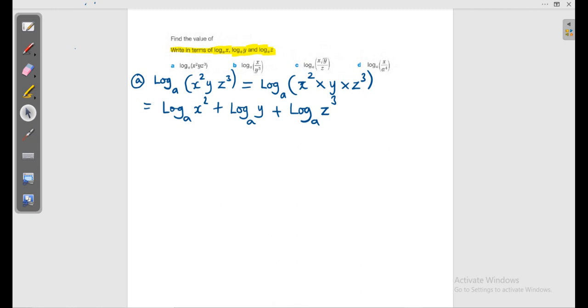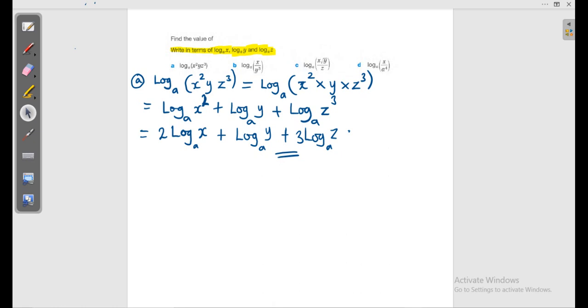Now, I am still not having it in terms of log x base a, log y base a, and log z base a, because I have some obstacles here, which is this squared and this cube. And power from the law of logarithms changes to multiplier. So this can be the same as 2 log x base a plus log y base a plus 3 log z base a. So at this junction now, you have it in terms of log x base a, log y base a, and log z base a. If it seems confusing, you could just replay and see that again. But take note, the laws of logarithms must be used effectively.